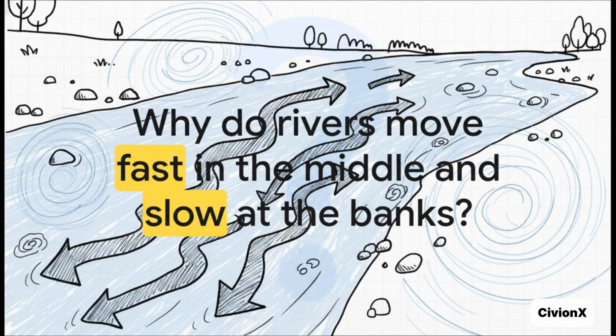So, have you ever just stood by a river and noticed this? It's something we've all seen. The water just seems to zip along in the middle, but near the edges, it's moving super slowly. It feels kind of obvious, but that simple observation is a huge clue that there are these powerful, invisible rules at play dictating exactly how that water moves.